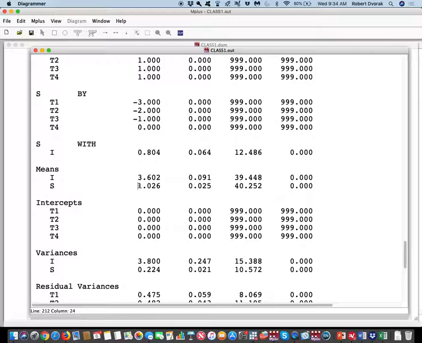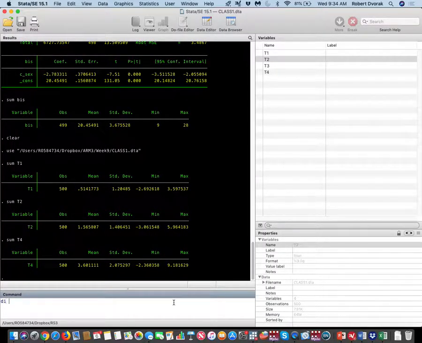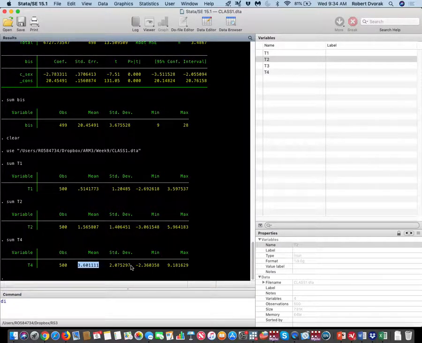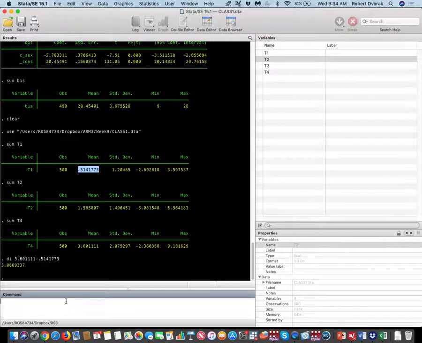Again, this is not going to be perfect because it's residual based, not a perfect fit, but let's do this. Let's go DI. DI just means display, by the way. You can use Stata as just a calculator as well, and that's all I'm doing. So we have 3.60111 minus 0.514 blah blah blah. That is 3.0869337.